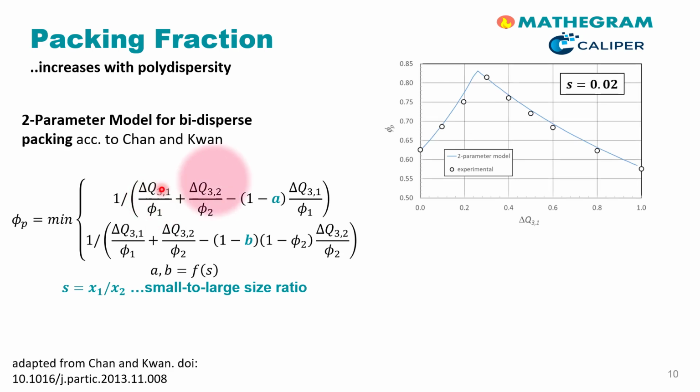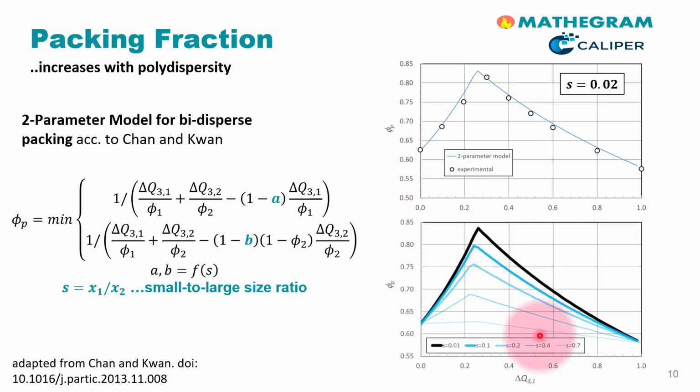As you can see on the figure on the right, this simple model agrees well with experimental data. Chan and Kwan show more data on this in their publication, as well as a more elaborate 3-parameter model. In the figure on the bottom right, I have plotted for you the effect of the size ratio to highlight its importance. You can see that the densest packings are obtained for the smallest size ratio.